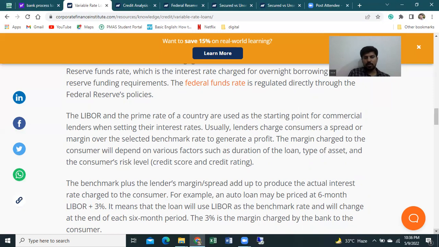For example, an auto loan may be priced at 6 month LIBOR plus 3%, which means the loan is tied to the benchmark. The rate will change at the end of each 6 month period. The 3% is the margin charged by the bank to the consumer.